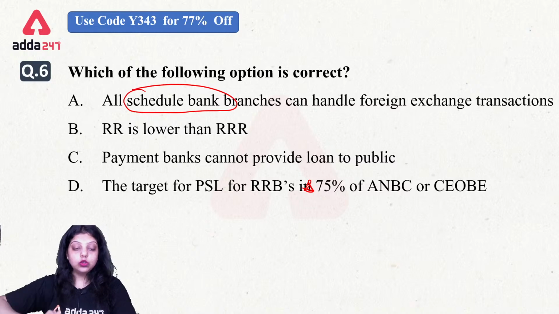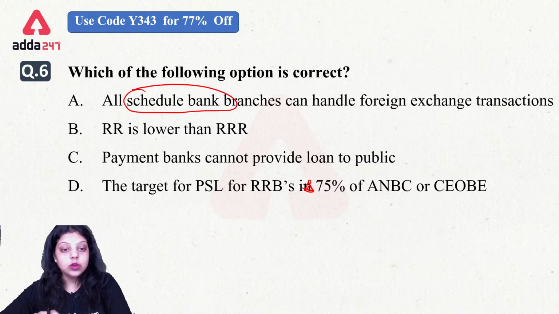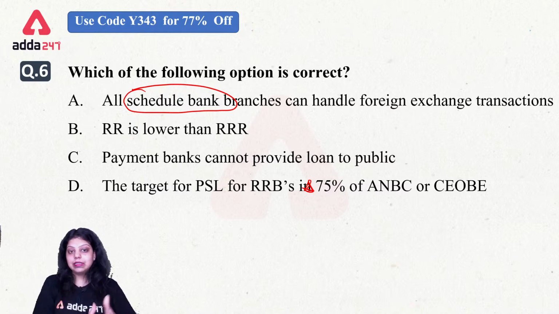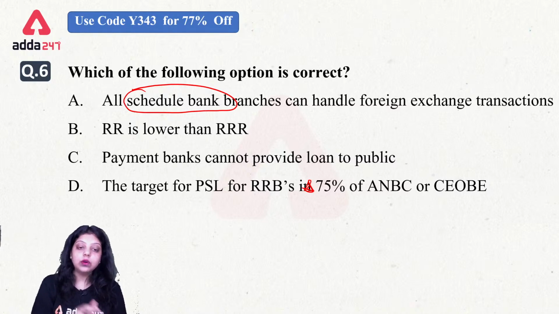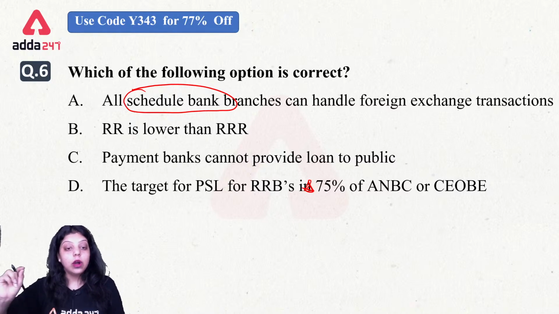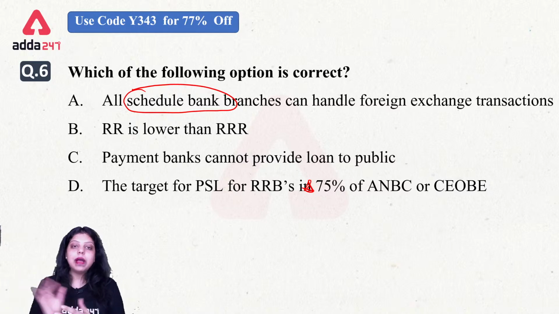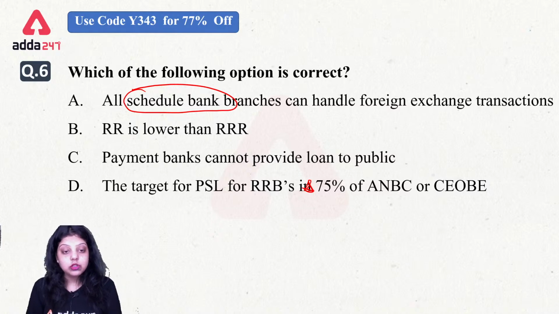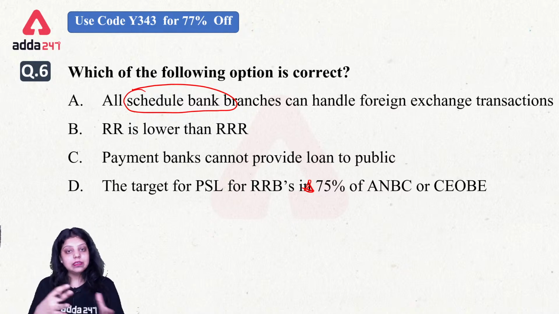Scheduled banks are those banks which are listed under the second schedule of the RBI Act 1934. So those banks which are listed under the second schedule of the RBI Act 1934 are the scheduled banks, and those banks which are not listed in the second schedule are non-scheduled banks. But when we are talking about scheduled banks, it covers all the banks. It covers the commercial banks, the non-commercial banks, the cooperative banks also. It covers public sector, private sector, foreign banks, small finance banks, RRBs.